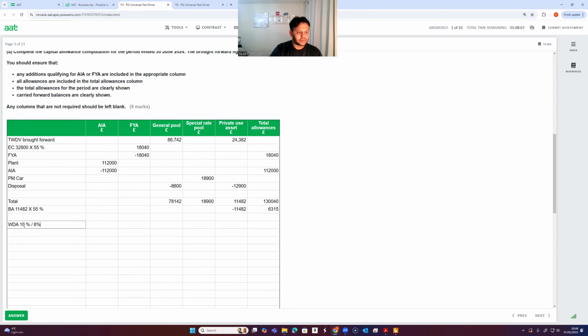18% for the general pool and 6% for the special rate. So general pool, we have 78,142. Multiply by 18%, and that gives me minus 14,066, because it was 65.56. So make it round up, 66. So this is our allowance. Allowance is always minus, remember that.